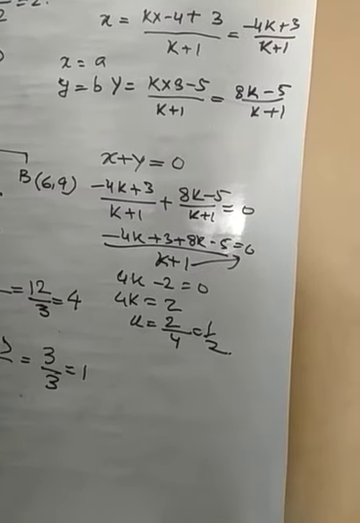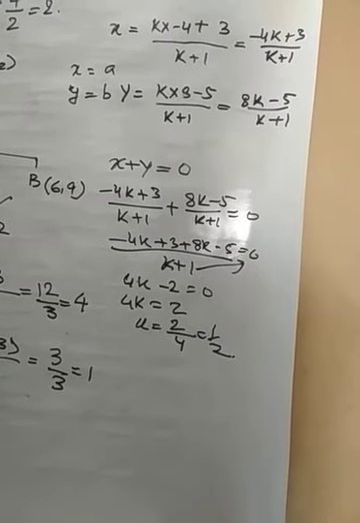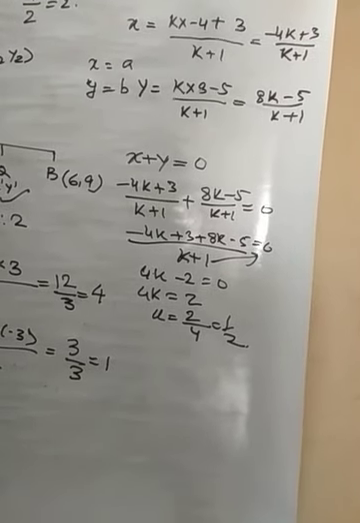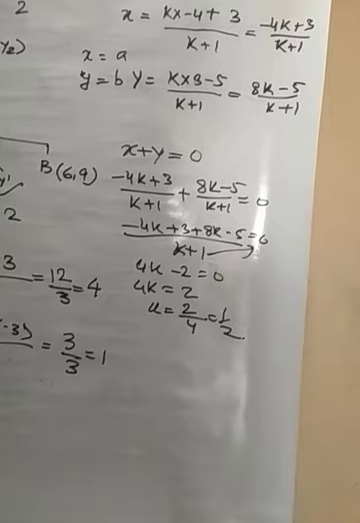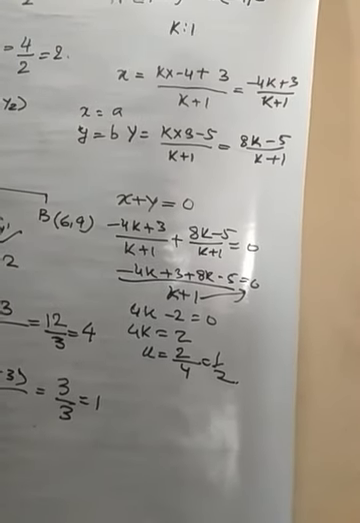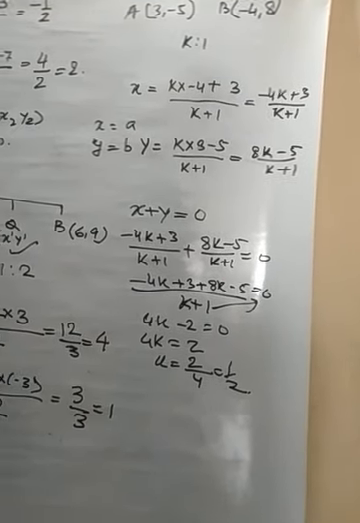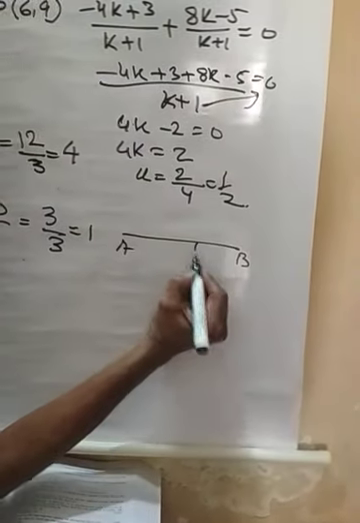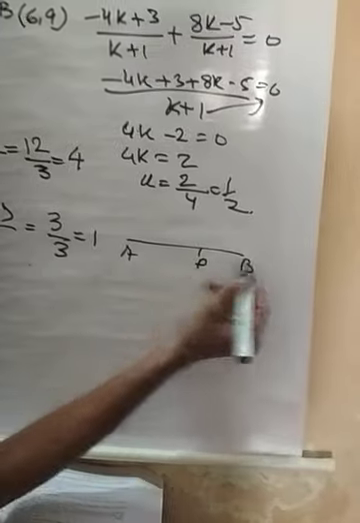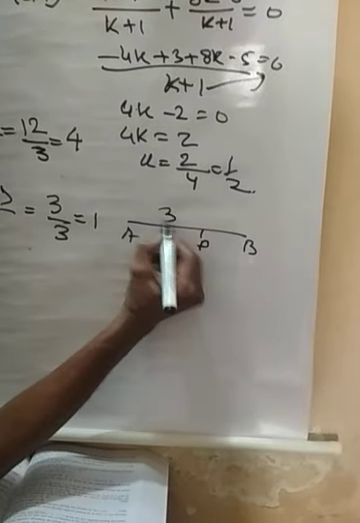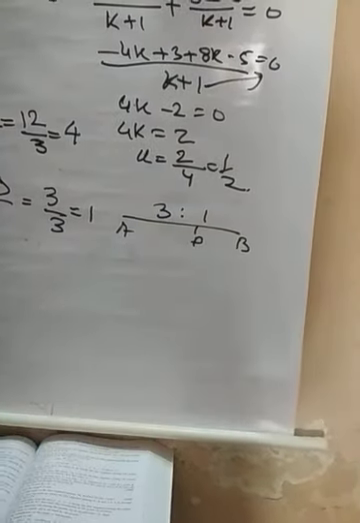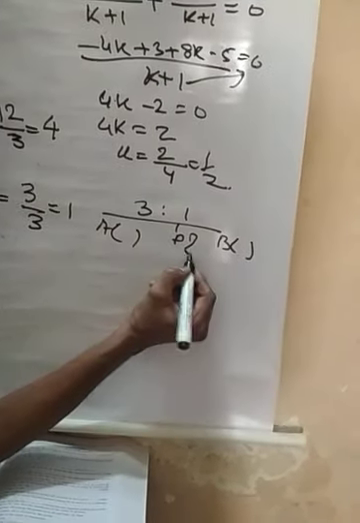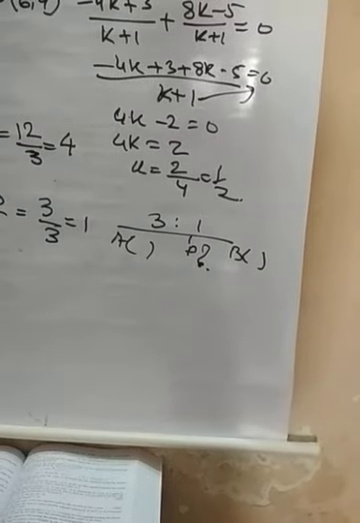In question number 6, it is given that x1 is 3, y1 is 1, x2 is minus 2, y2 is 5, and the point is at 3/4 of the line. 3/4 means, say this is a line AB, P is lying here, and this is 3/4 of the line AB. Obviously, the ratio will become 3:1. Now you know the value of A, you know the value of B, so you can easily find the value of P.